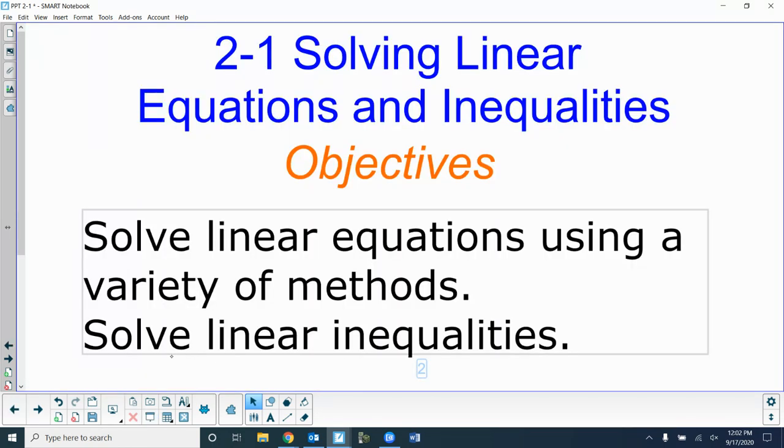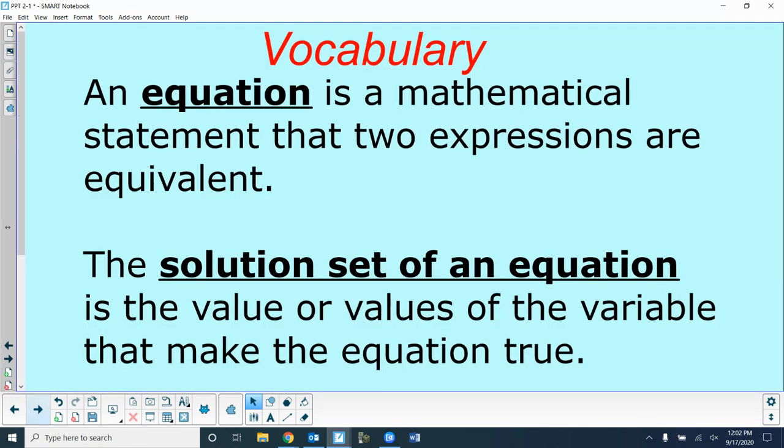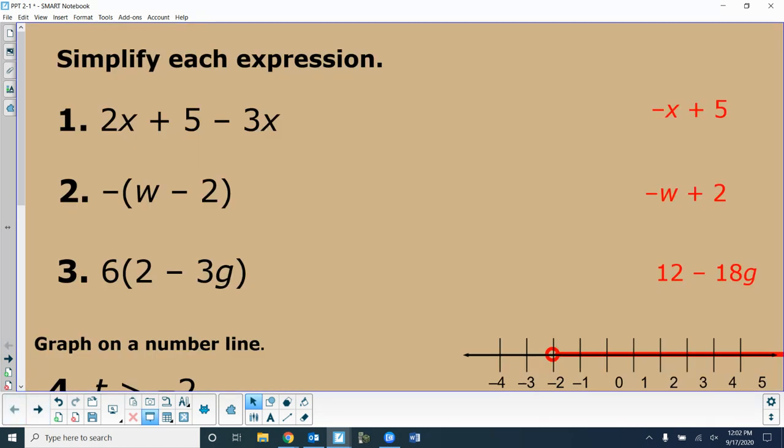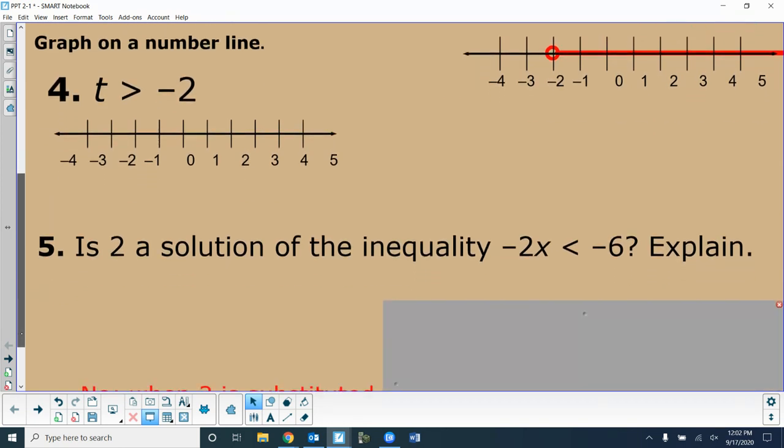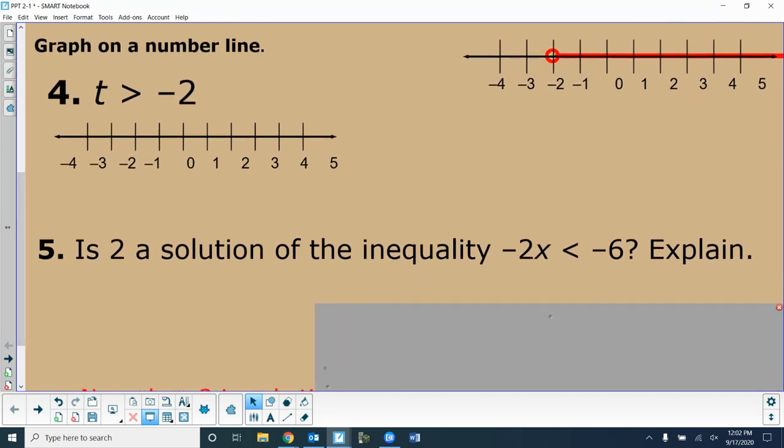Is 2 a solution to that inequality down there? Cole? No, why not? Negative 2 times 2 is negative 4. Yeah, negative 4 is not less than negative 6, is it? It's actually bigger, right? All right, very good. You guys just are so smart. Make my job so easy.